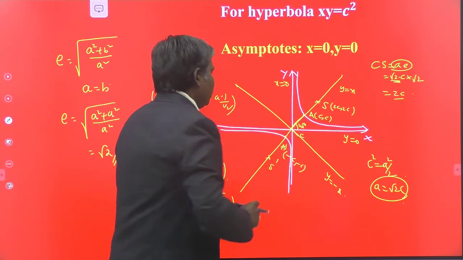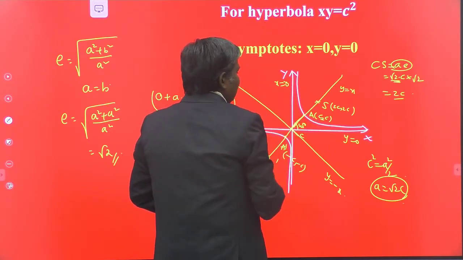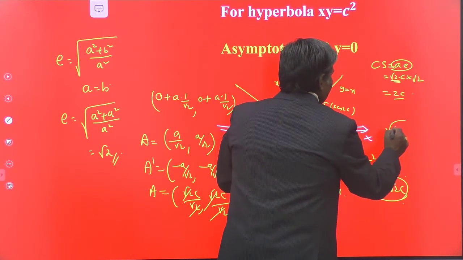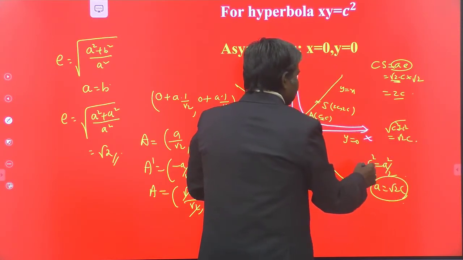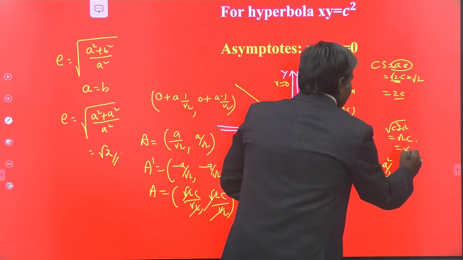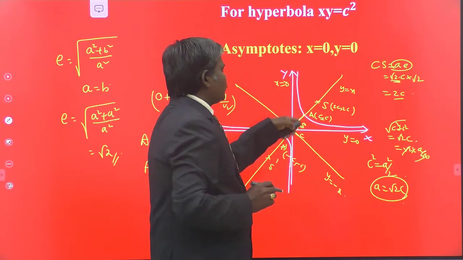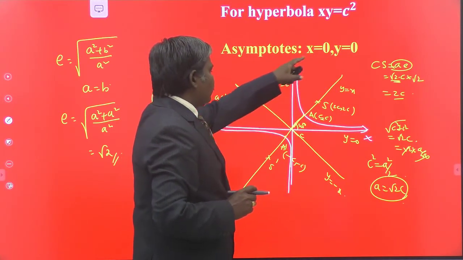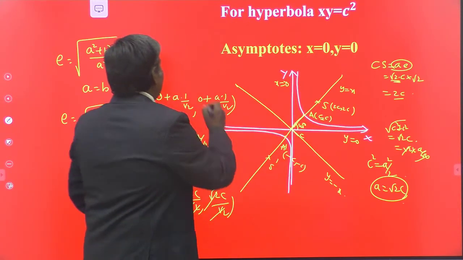Am I correct or not? This is the distance, C comma C. This is the origin. The distance is what? Root of c square plus c square, that is nothing but root 2c. But your C is equal to what? A by root 2. Root 2 times A by root 2 gets cancelled, A. Am I correct or not? So that is the value A. We are writing all the things in terms of C because you don't know about A.